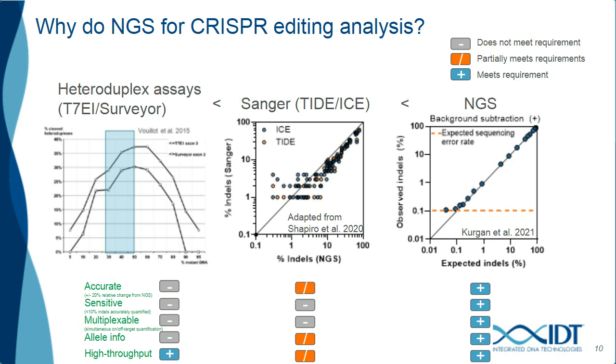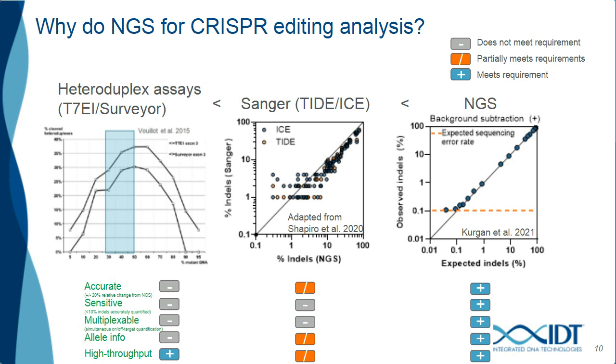Sanger traces can also be used to approximate the editing efficiency and the allelic distribution at a site using analysis tools such as TIDE or ICE. Here we can see a graphic we adapted from Shapiro et al. that quantified the difference in editing efficiency using either NGS, represented on the x-axis, or Sanger methods on the y-axis for a number of sites. Although we can see here that Sanger deconvolution methods generally correlate well with NGS results, they consistently underrepresent the editing efficiency in a population of cells.